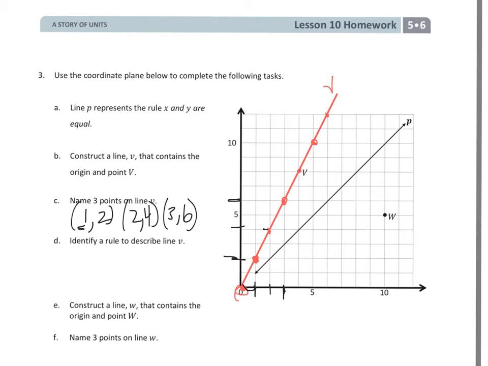Well, if I look at how I get from x to y, that's plus 1. But remember, a rule has to stay consistent. So if I look at x and y here, that's not plus 1, that's plus 2. Then plus 3. So that's not a rule, it's changing. It looks like if I double x or multiply it by 2, that's going to work. So 1 times 2 is 2. 2 times 2 is 4. 3 times 2 is 6. So y is going to be twice x. So there's my rule right there. Or you could say y is 2 times as much as x.